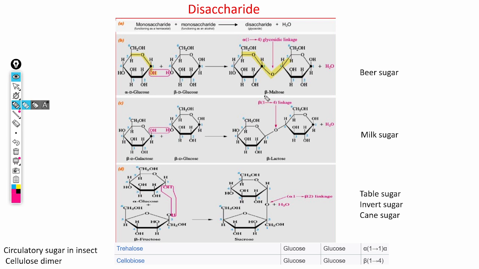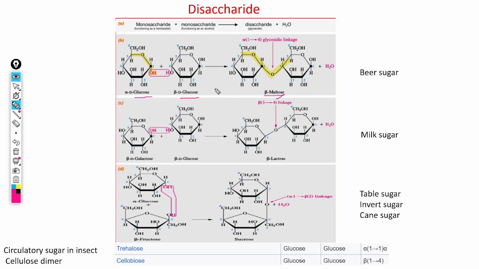For example, here it is the maltose. The maltose is formed by two glucose molecules. That means when one glucose molecule is joined to another glucose molecule, the maltose is formed.